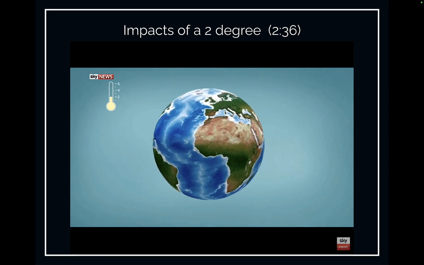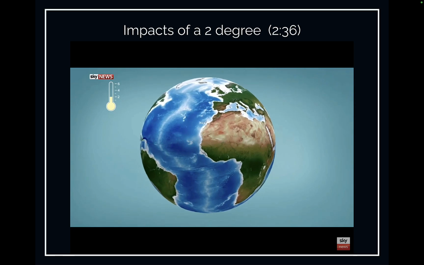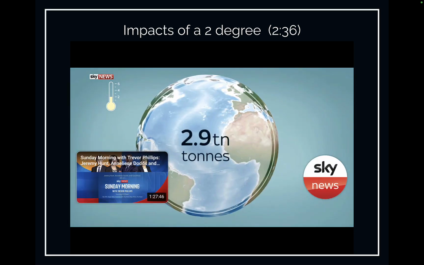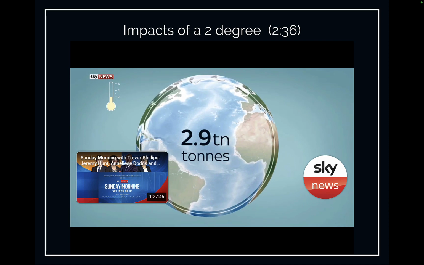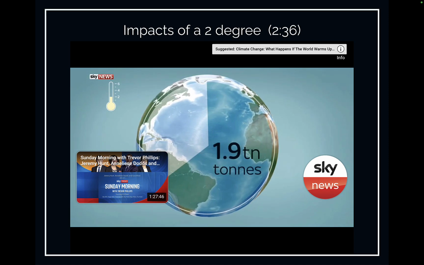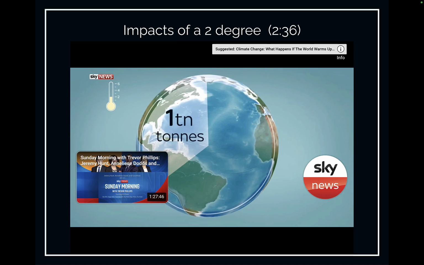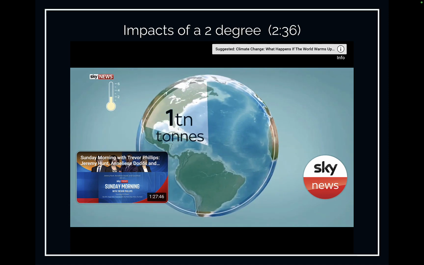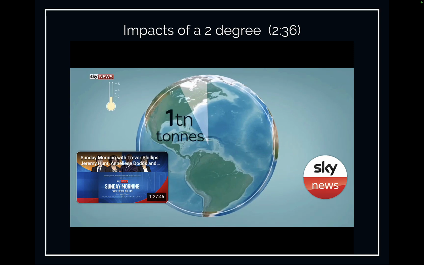Scientists say we can still avoid a 2-degree rise if we limit our carbon emissions to no more than 2.9 trillion tonnes. We've already used 1.9 trillion tonnes. We have 1 trillion left to use between now and forever. At the current rate, we'll use it in just 21 years.